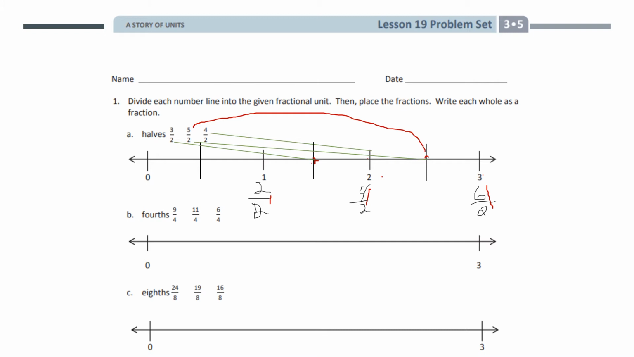So now, what we're going to do is I'm going to let you take your time and work on B and C. Remember, you're going to have to divide that into fourths and eighths. So remember, fourths, this is our unit fraction, and eighths, and here's our unit fraction. Take your time.